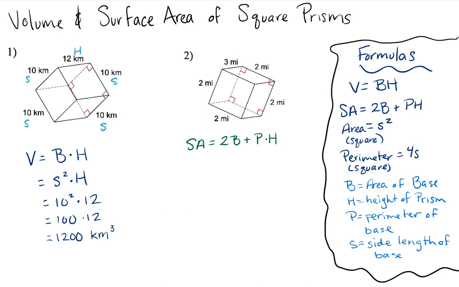Okay? And we can rewrite this equation using what we know. We know that B is the area of the base, so we know that's going to be S squared because this is a square. So we get 2 times S squared. And then we know that the perimeter of the square is 4 times S, times the height of the prism.